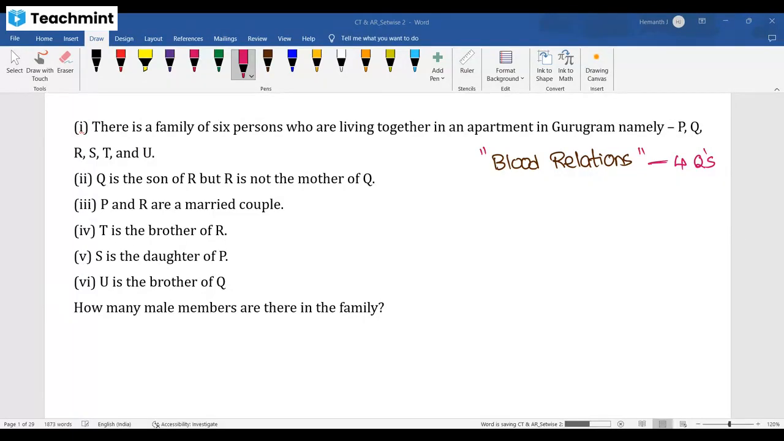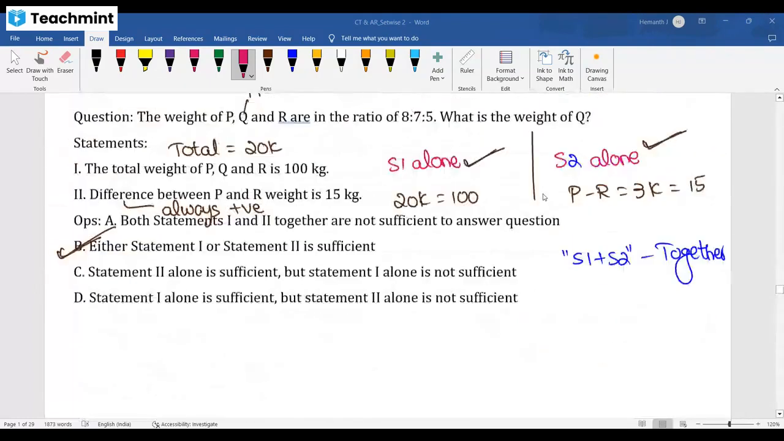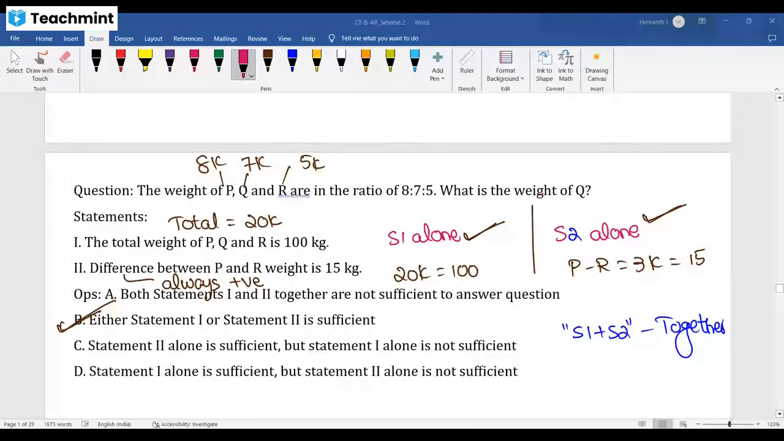Yeah, P minus R is 3K. P is 8K. Here they have given the ratio, right? P is 8K, Q is 7K, R is 5K. 8K minus 5K is 3K only, right? Guys, focus here, my dear. You can see the match and other stuff later, right?